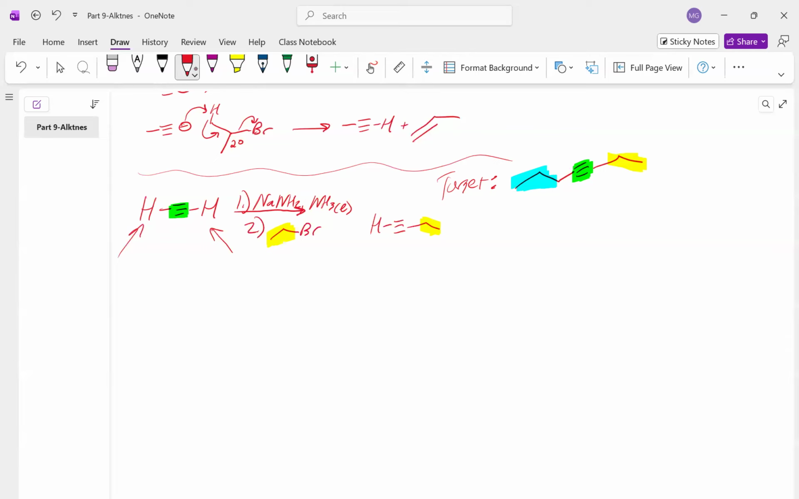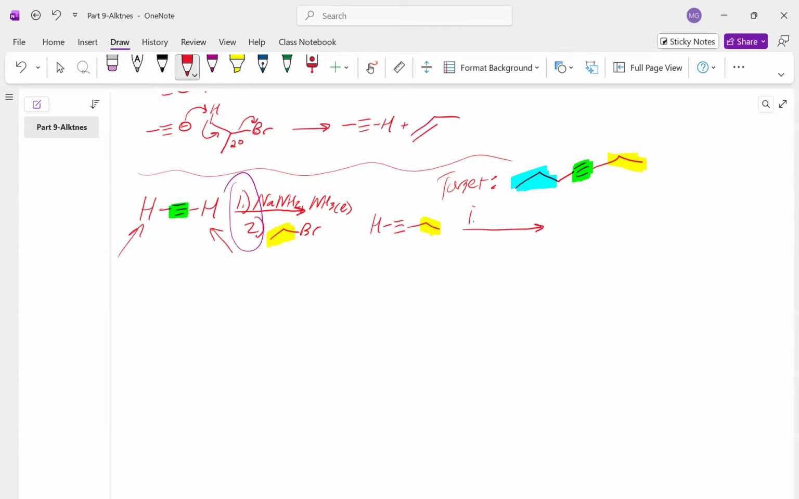And again, just to remind you, the number 1 and the number 2 above the reaction arrow are super important. You cannot forget those. If you don't put those, you are saying I am mixing the base and this alkyl halide together, and that will lead to eliminations.